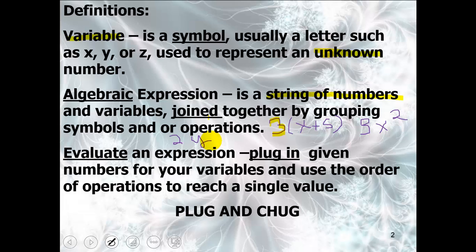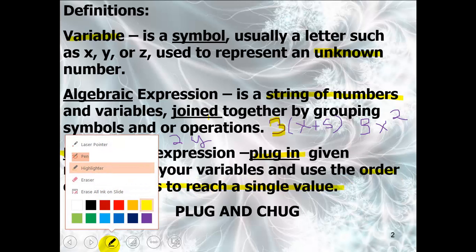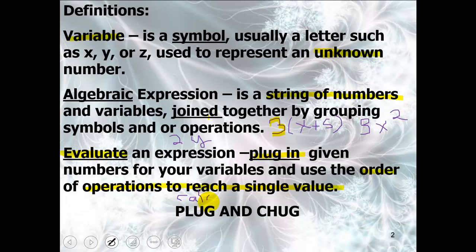When you are asked to evaluate an expression, that means you plug in the values that they give you, and you use the order of operations to calculate a single value. I've referred to it as plug and chug. It's kind of an academic term, a shortcut term we use in the world of mathematics. Plug and chug. All right, here we go.